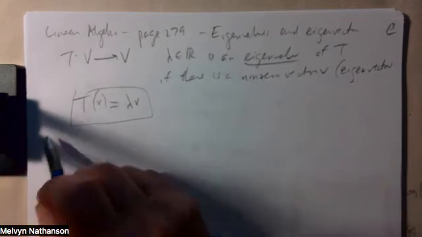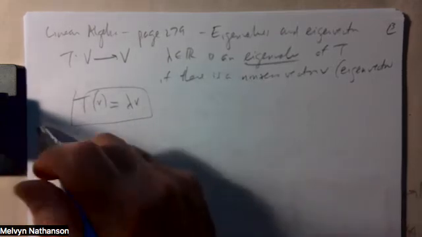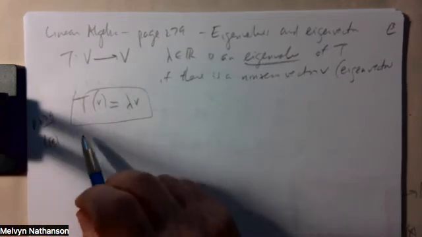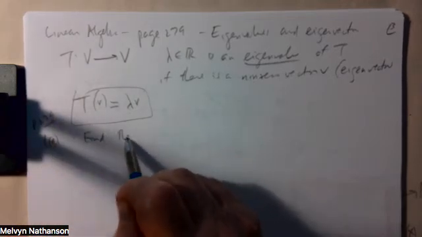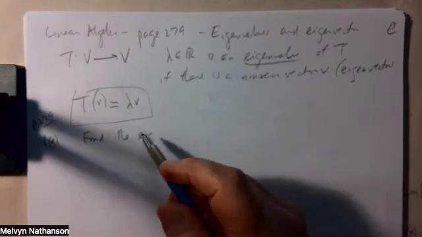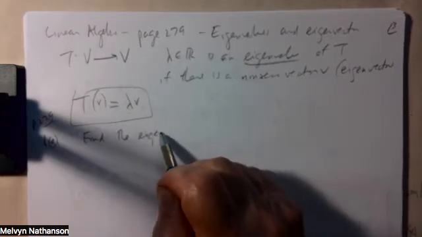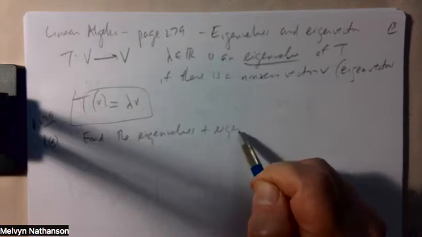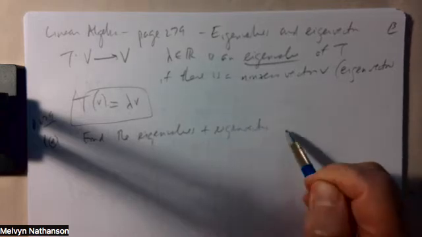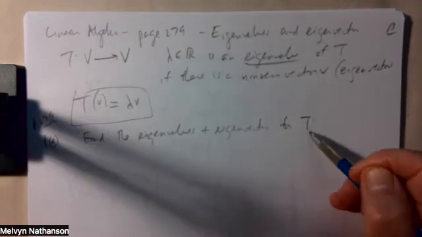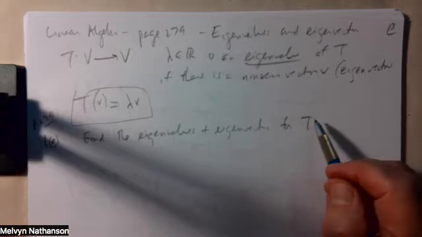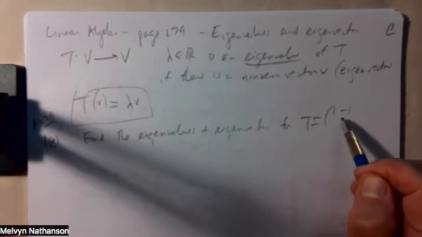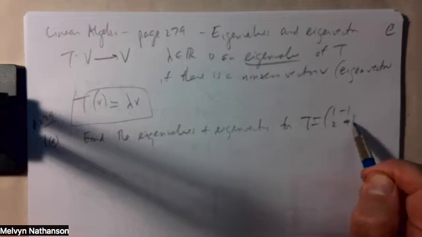So on problem 1A, on page 279, we want to find the eigenvalues and the eigenvectors for the linear operator T from R2 to R2 given by the matrix 1, minus 1, 2, 4.